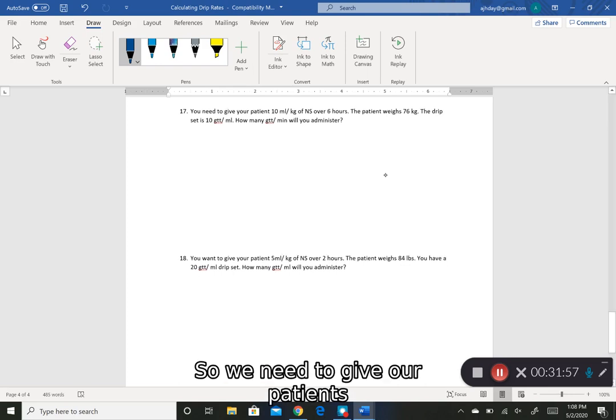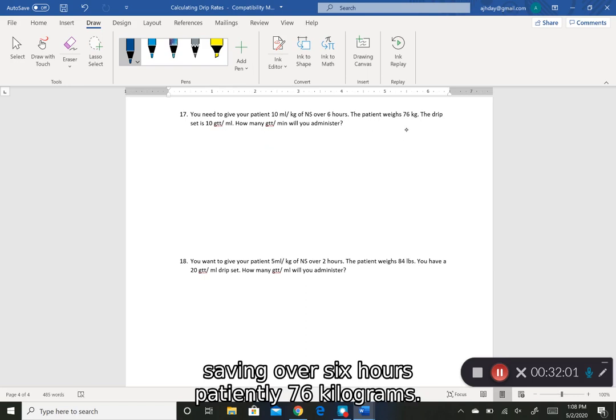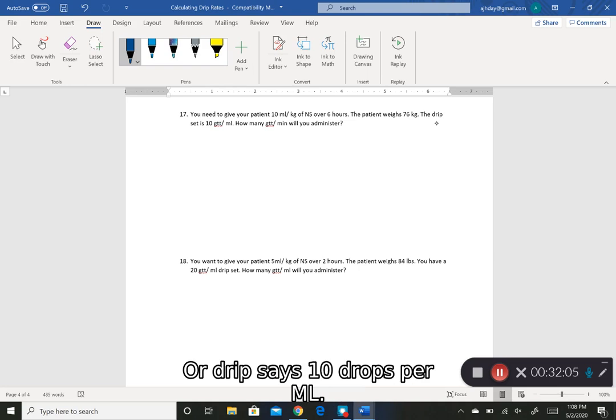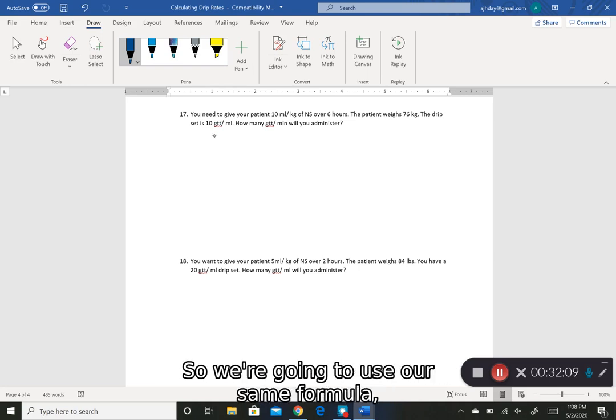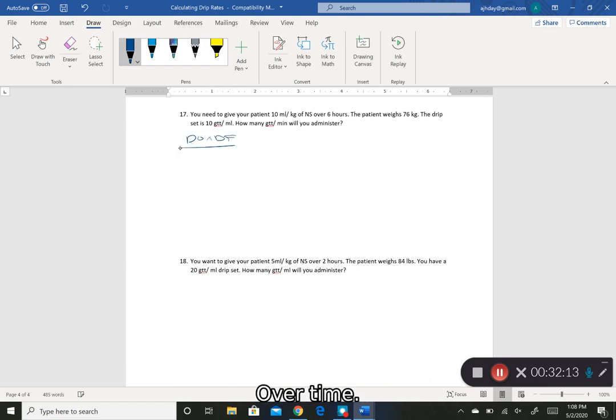So we need to give our patient 10 mLs per kilogram of saline over 6 hours. Patient weighs 76 kilograms, so we're already in kilograms, that's good. Our drip says 10 drops per ml. How many drops per minute will you administer? So we're going to use our same formula, dose ordered times drip factor over time.